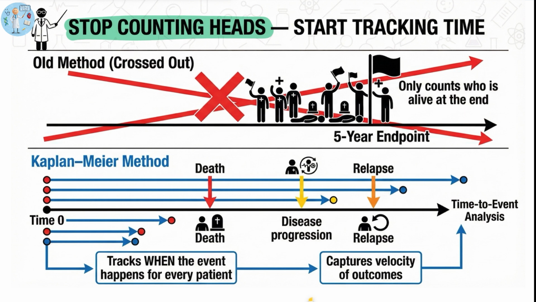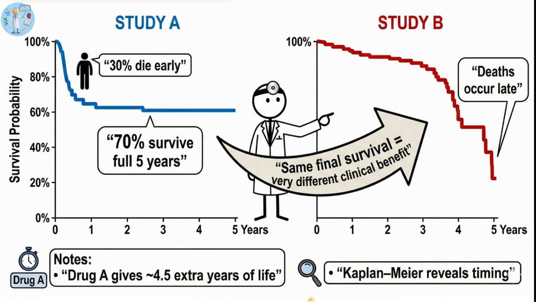It is. We're not just tracking who made it to 5 years, we're tracking when the key event actually happened for every single person. Whether that event is death or disease progression or a relapse. And that's what fixes the huge flaw in those simple survival studies you mentioned. Right. So imagine two different cancer studies. Both of them, on paper, achieve 70% survival at 5 years. Okay, 70% for both. Sounds identical. But in study A, the 30% who didn't make it died almost right away, within, say, the first 6 months. The other 70% then lived for the full 5 years. But in study B, patients started dying much later, mostly in years 4 and 5.